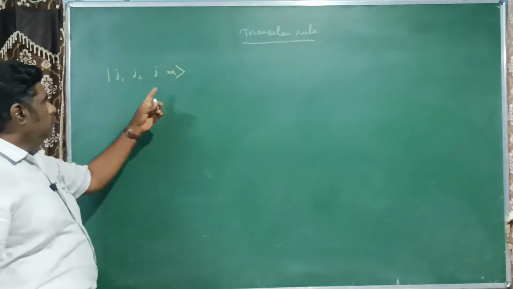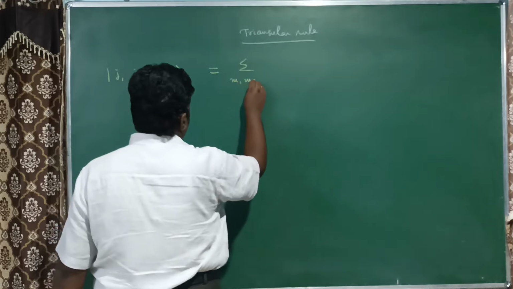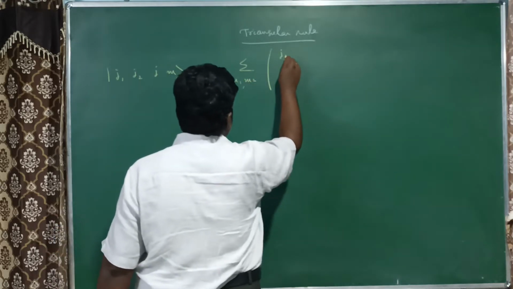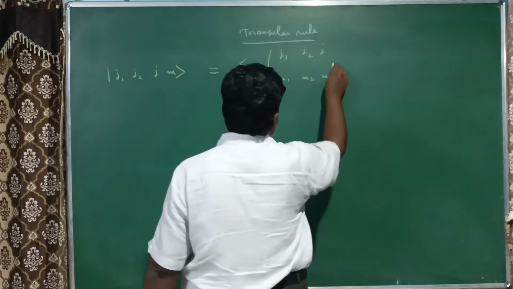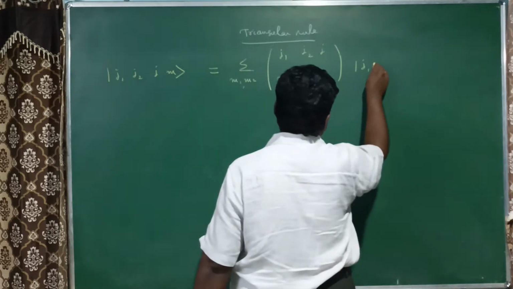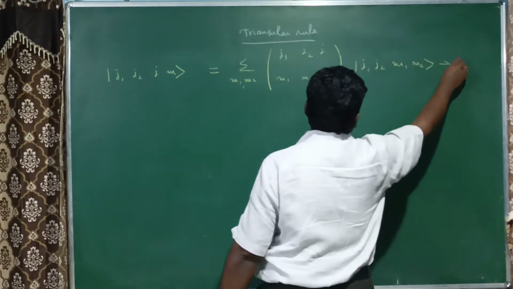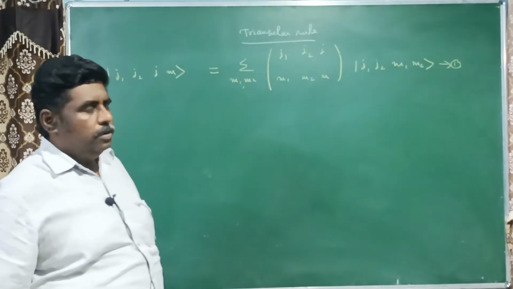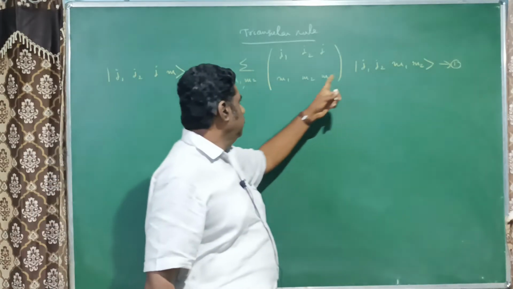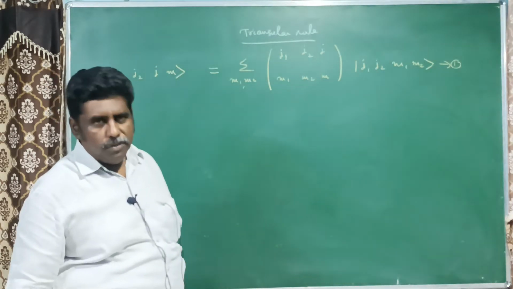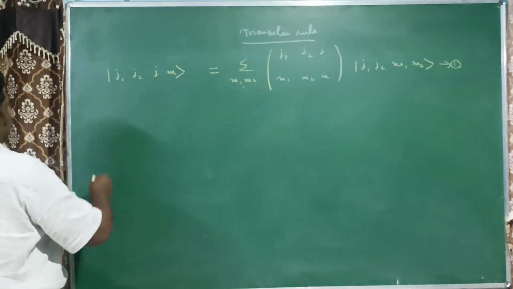This coupled representation |J1, J2, J, m> is expressed in terms of the Clebsch-Gordan coefficient, summation over m1, m2 of <J1, J2, J, m | m1, m2> multiplied by the uncoupled representation |J1, J2, m1, m2>. Say this is equation number 1. It is known that the coupled representation is expressed in terms of the uncoupled representation by means of a transformation coefficient called the CG coefficient.